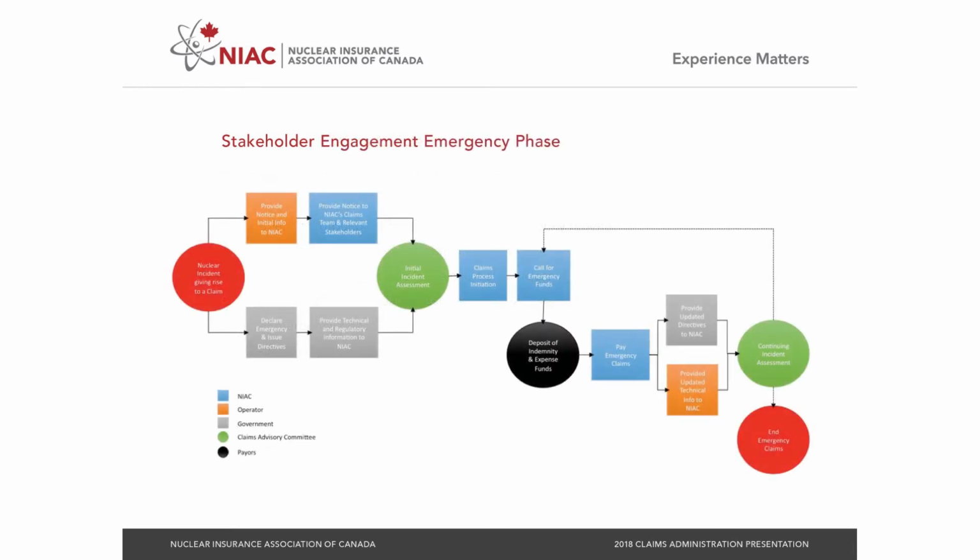Okay. So this is an example of an engagement process that NIAC and the NIAC claims process would go through in dealing with the various stakeholders should an incident occur, and this is the initial emergency phase. So over here in the little red dot, that's the first indication that there is an emergency, okay, an incident that's happened. So the orange boxes represent governments. The gray boxes represent our operators, and the blue boxes represent basically NIAC and NIAC's team.